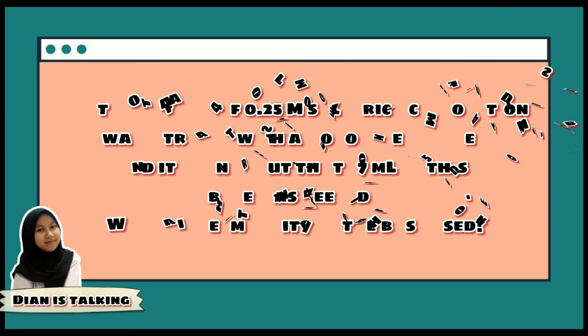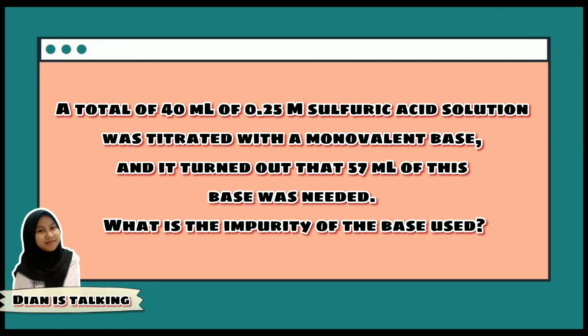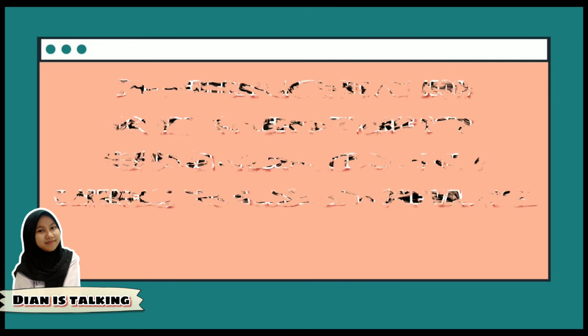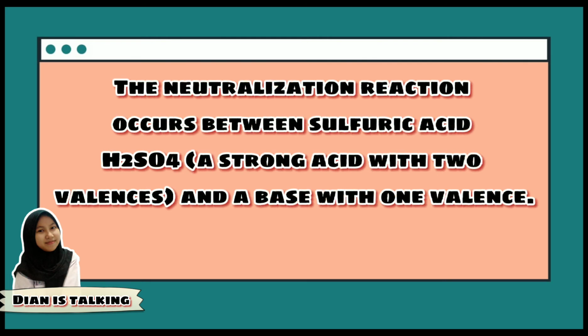Question number 1. A total of 40 ml of 0.25 mol sulfuric acid solution was titrated with a monovalent base, and it turned out that 47 ml of this base was needed. What is the molarity of the base used? The answer: the neutralization reaction occurs between sulfuric acid, H2SO4, a strong acid with valence 2, and a base with valence 1.